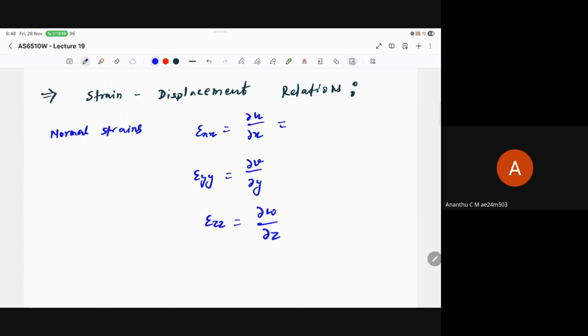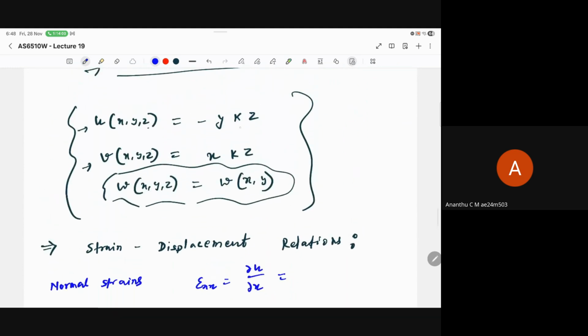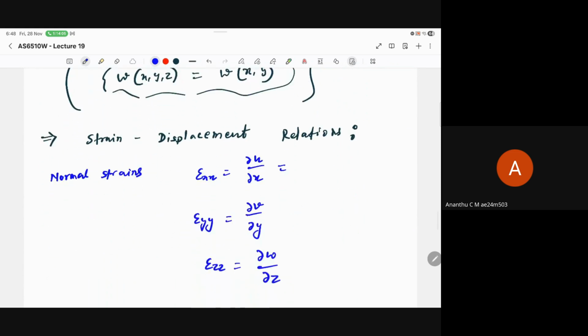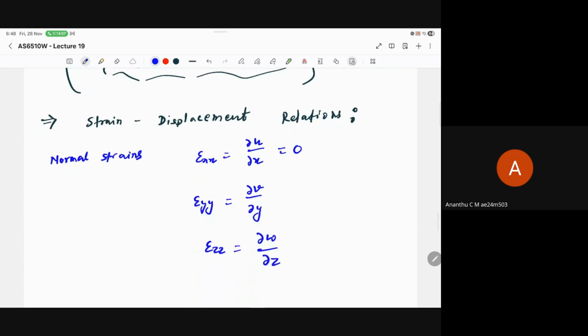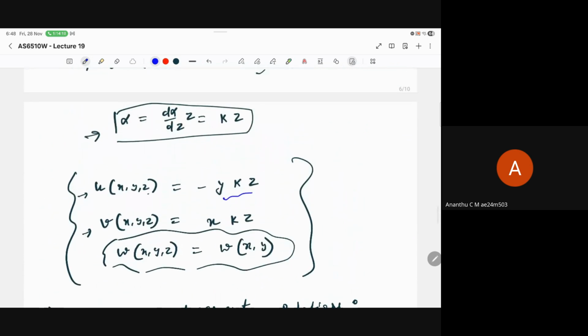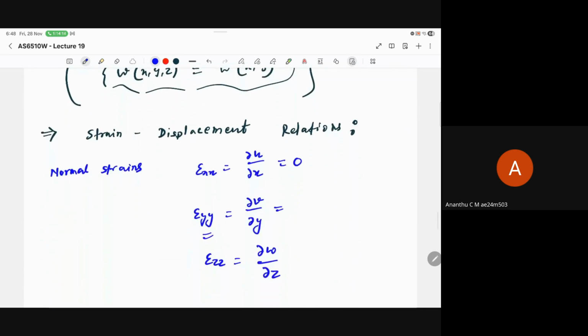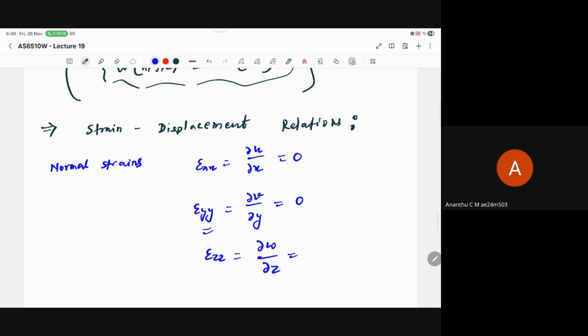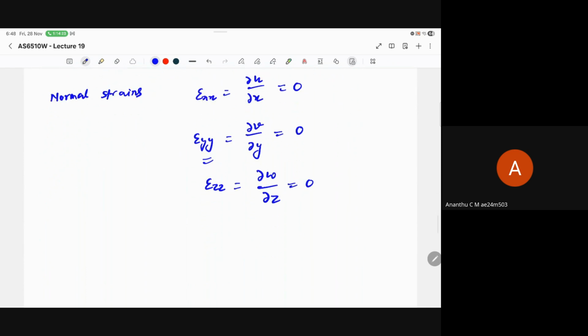Now let us see. So we are differentiating u with respect to x. You can see that there is no x in this. That means normal strain in x direction is equal to 0. We are differentiating v with respect to y to get strain in y direction. You can see there is no y here. This is also 0. And w is anyway independent of z, so this is also 0. So all three normal strains are 0.